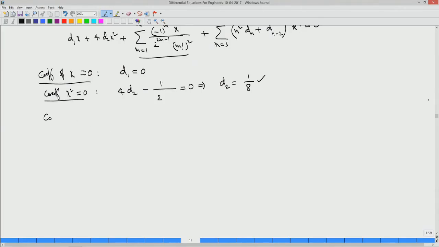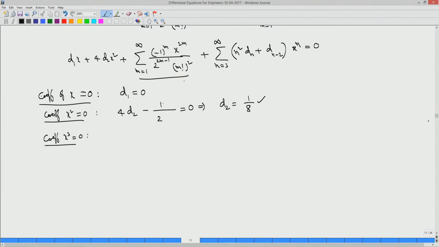And similarly, the coefficient of x cube equal to 0. What is the x cube here? There is no, these are all even, so you have only this term. That will give me n square d3 plus d1 equal to 0. Because d1 is 0, d3 has to be 0. So this implies d(2n+1) equals 0 for every n = 1, 2, 3 and so on.